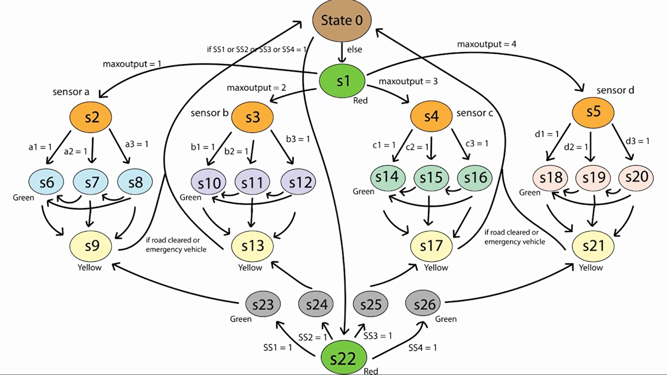Lastly, there is a priority condition for a traffic system. In case of equal traffic congestion or emergency vehicle on multiple roads, the priority would be road A greater than road B greater than road C greater than road D.